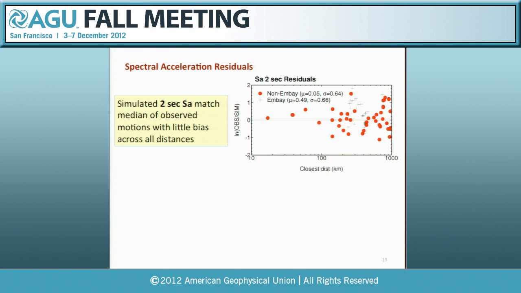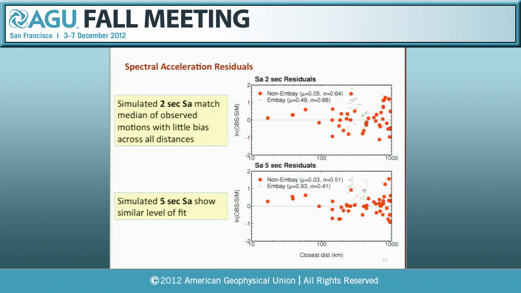Okay, now let's look at this in terms of residuals. This is just taking all those data. The red are the non-embayment sites, and this is the residual, observed minus simulated. The crosses here are the embayment sites, and this is for the 2-second spectral acceleration. As a function of distance across this distance band, this is the misfit parameter. It's actually fairly close to 0. Obviously, a lot of scatter. For the embayment sites, obviously, we underpredict those sites.